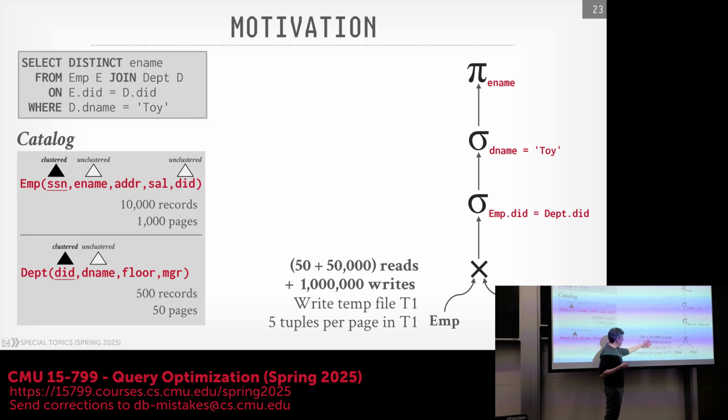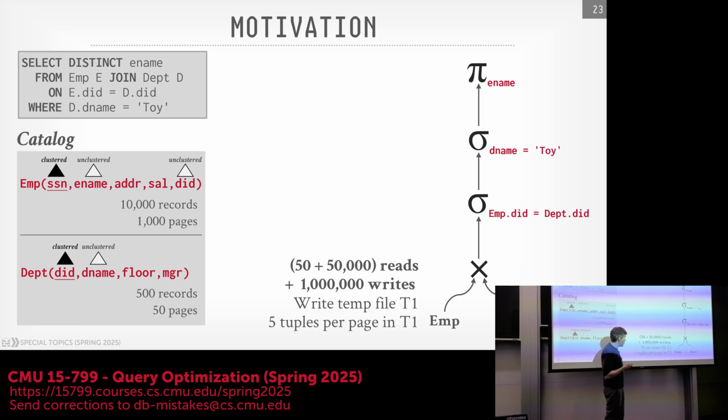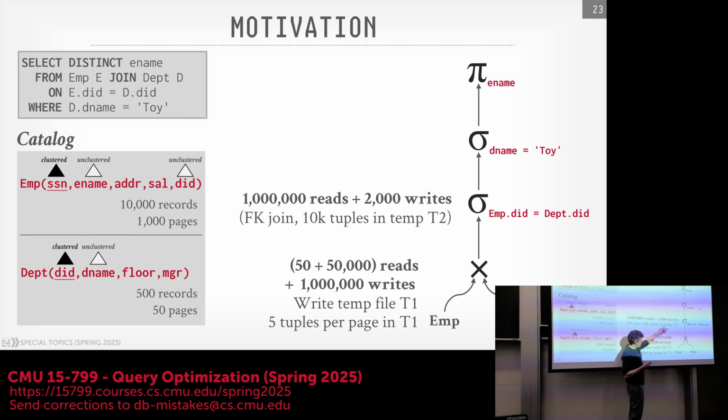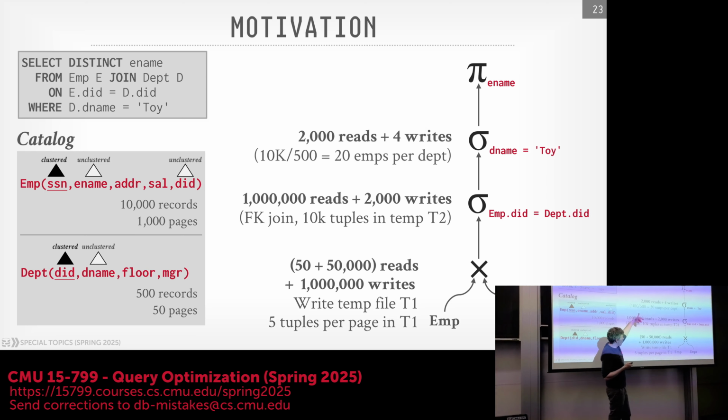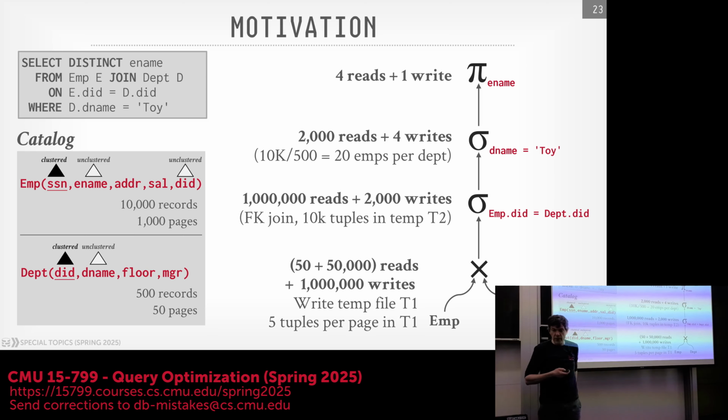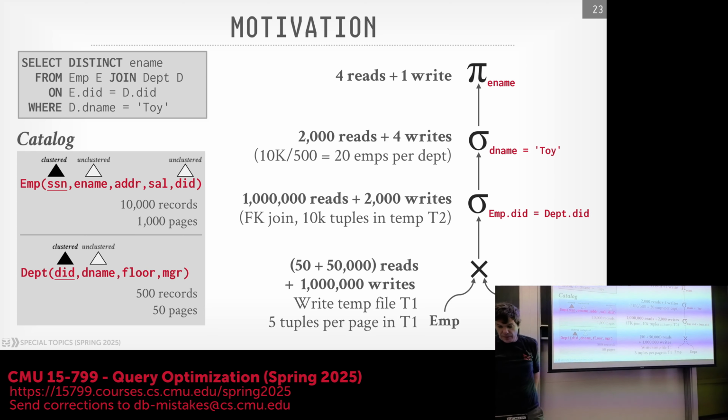So say we have some basic numbers we're using from our catalog, right? That we're going to do 50 plus 50,000 reads, and then we're going to do a million writes out to disk to do a temp file, assuming that's the match after the Cartesian product, right? Then in the next stage, we're going to read all those writes back in, and then do our filter, or do the join, write that back out, then do another filter on department name, write that out, and then do our final projection for our final result, right?